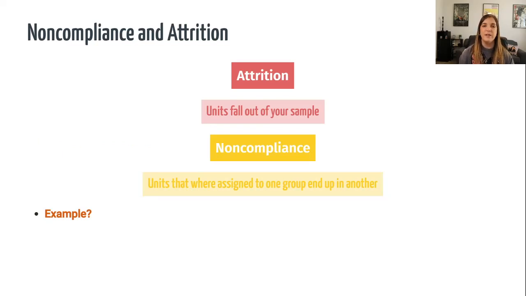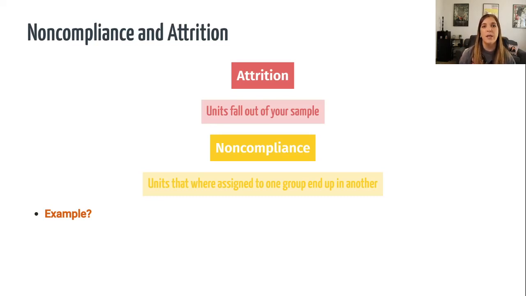Non-compliance, on the other hand, basically refers to the fact that units that were assigned to one group end up in another. An example of this is school lotteries, where you offer a slot in a school to a kid, so they're offered the treatment, they were assigned to the treatment, but they end up, for instance, not taking it. So they were assigned to treatment, but they did not actually comply with the treatment. They ended up in the control group, even though they were assigned to treatment.